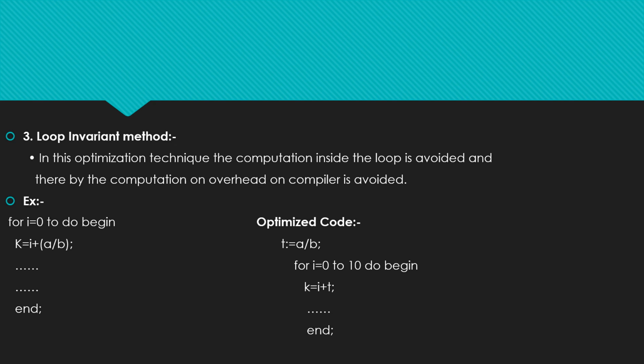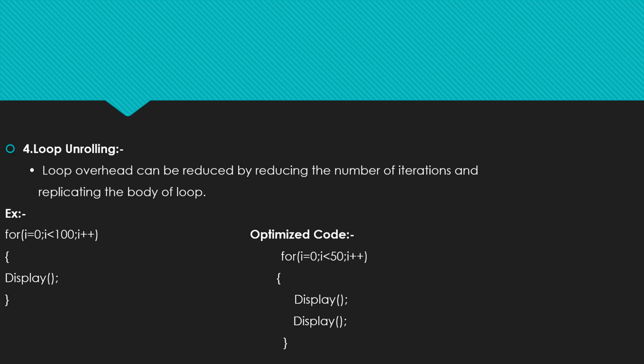As you can see the example: for i is equal to 0 to 10 do begin, k is equal to i plus a by b. And here is the optimized code. t is equal to a by b, for i is 0 to 10 do begin, k is equal to i plus 1 and i plus t.